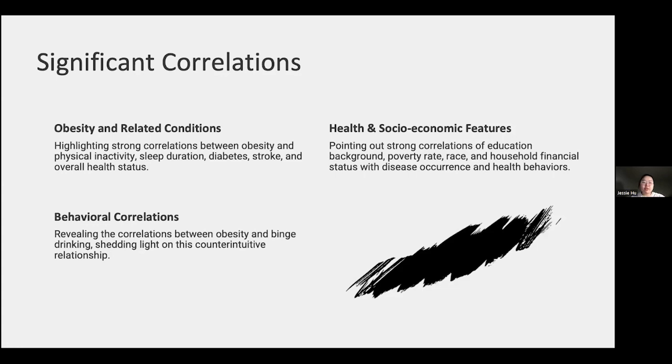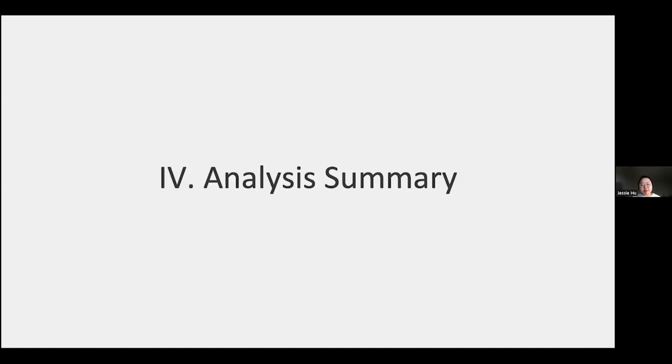The significant correlations in our data set: first, obesity and related conditions, highlighting strong correlations between obesity and physical inactivity, sleep duration, diabetes, stroke, and overall health status. Second, health and socioeconomic features, pointing out strong correlations of education background, poverty rate, race, and household financial status with disease occurrence and health behaviors. Third, behavioral correlations, revealing the correlation between obesity and binge drinking, shedding light on the counterintuitive relationship between drinking and obesity. So here's our analysis summary.